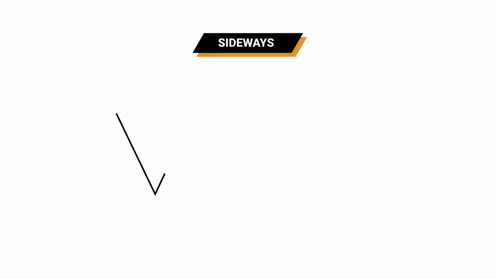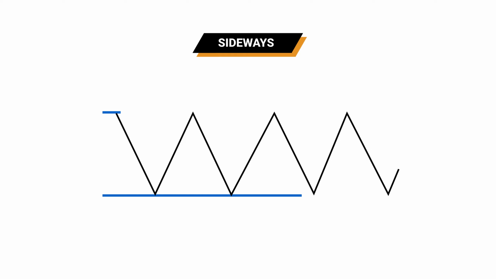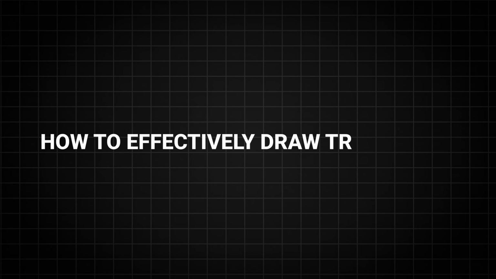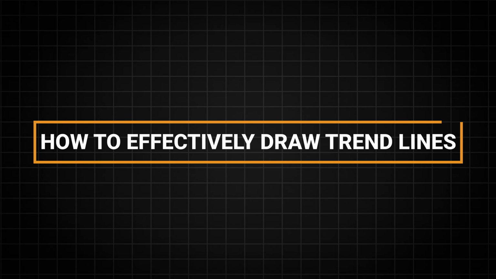The sideways or range-bound trend happens when the market is consolidating and moving within a horizontal range. In this case, you would draw support and resistance lines rather than a single trend line. Trend lines can be used to identify trends, potential reversals, and areas where price might react, such as support or resistance zones. Now, let's move on to how you can draw trend lines correctly.